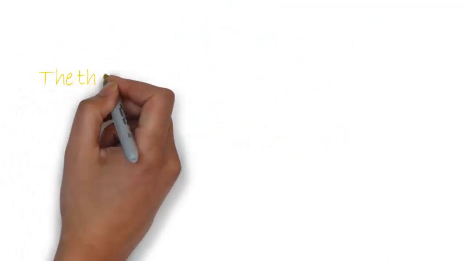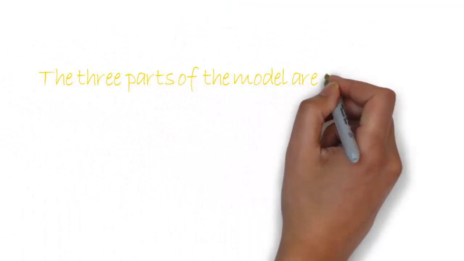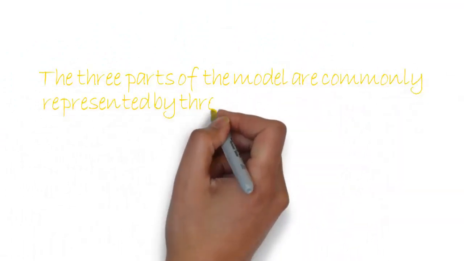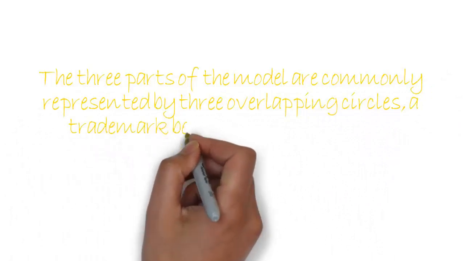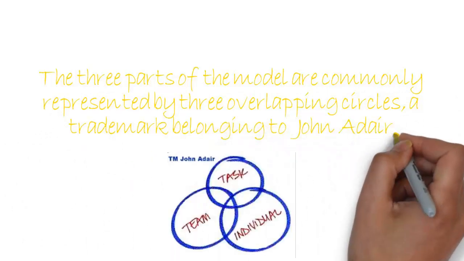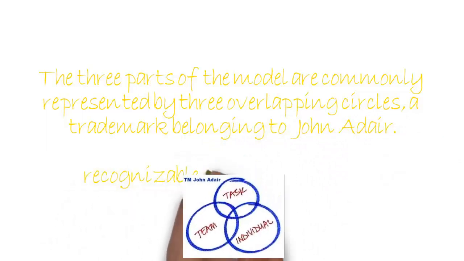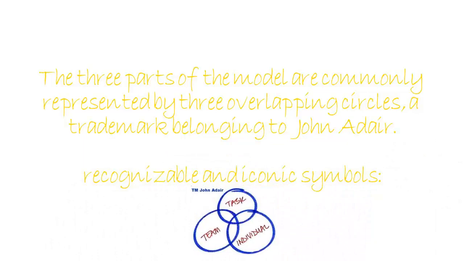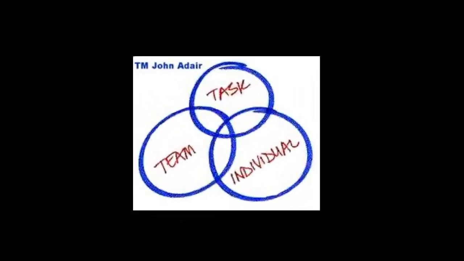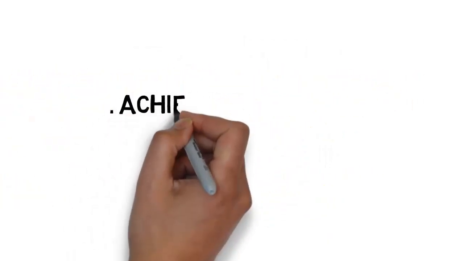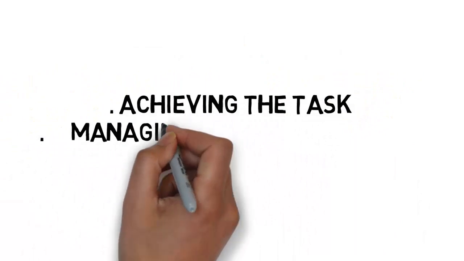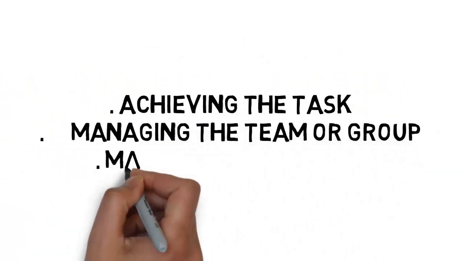The three parts of Adair's action-centered leadership model are commonly represented by three overlapping circles, which is a trademark belonging to John Adair. It is one of the most recognizable and iconic symbols within management theory. John Adair's action-centered leadership model is represented by Adair's three circles diagram, which illustrates Adair's three core management responsibilities: achieving the task, managing the team or group, and managing individuals.